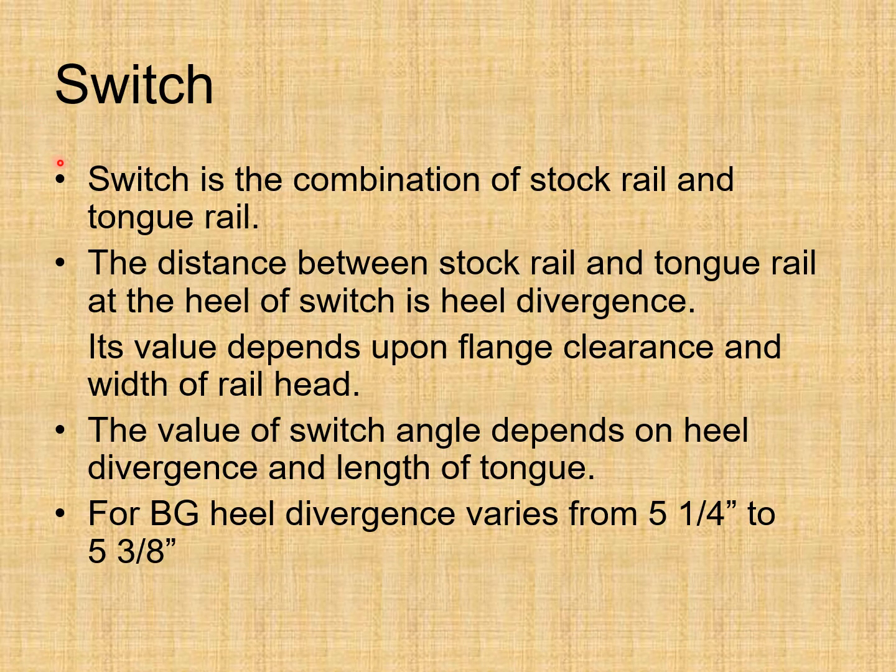Okay, switch. A switch is the combination of stock rail and tongue rail. The distance between the stock rail and tongue rail at the heel of the switch is the heel divergence. Its value depends upon flange clearance and width of rail head. The value of switch angle depends on heel divergence and length of tongue. For broad gauge, heel divergence varies from 5 and 1 by 4 inches to 5 and 3 by 8 inches.